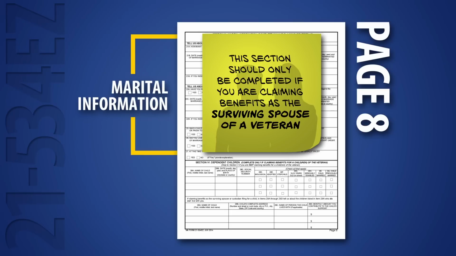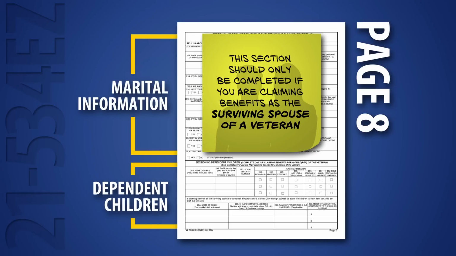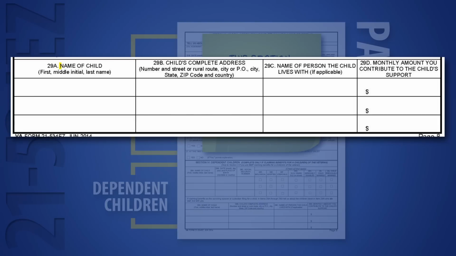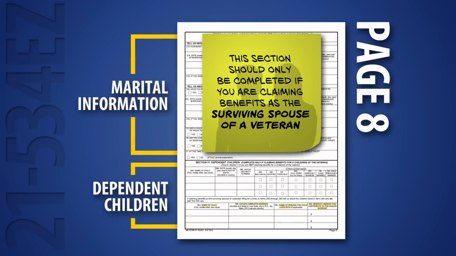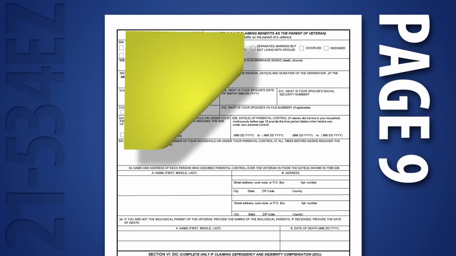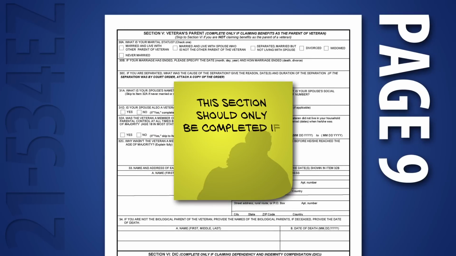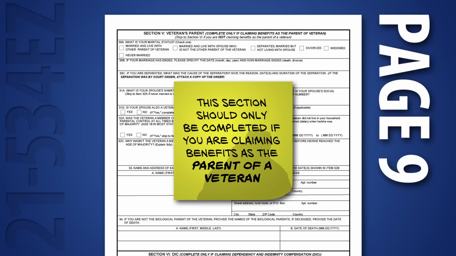If you are claiming benefits for a child or children of a veteran, you must fill out Section 4, which requires you to list all dependent children. For surviving spouses who are filing for a child, items 29A through 29D should be filled out for dependent children who are not living with you. If you are not claiming benefits for children, then skip to Section 5. Section 5 should only be completed if you are claiming benefits as the parent of a veteran. If you are not claiming benefits as a veteran parent, then skip to Section 6.